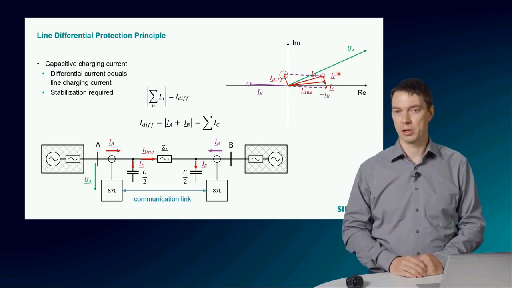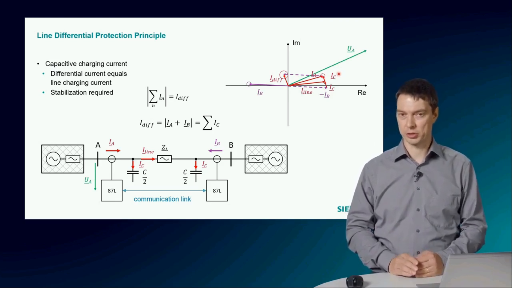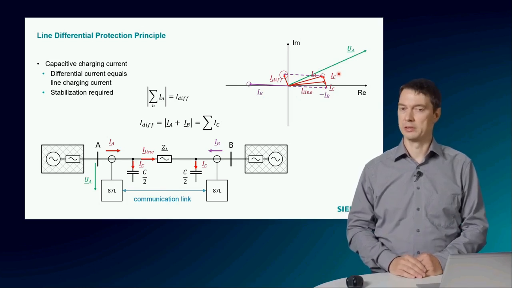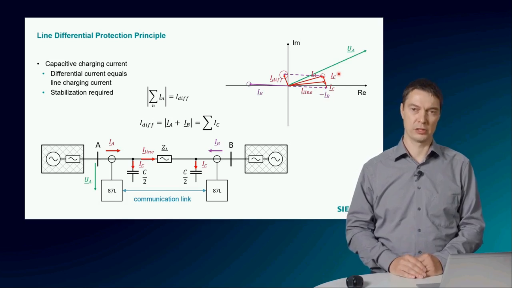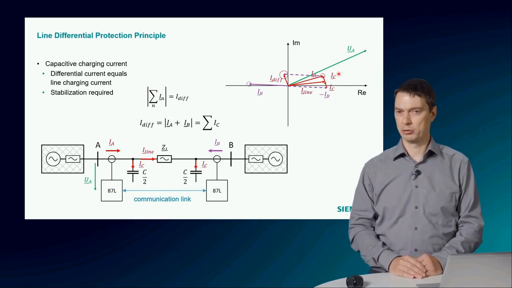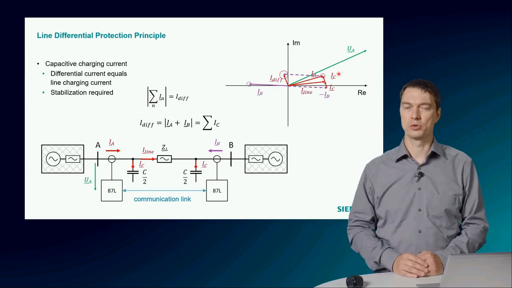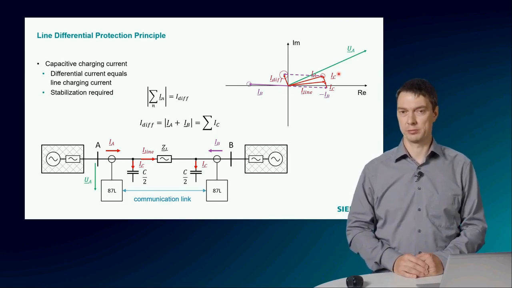Many relays in the market also provide a capacitive charging current compensation. This requires a locally measured voltage and will subtract the calculated charging current. The relay becomes more sensitive to low fault currents, but also requires a reliable voltage signal.